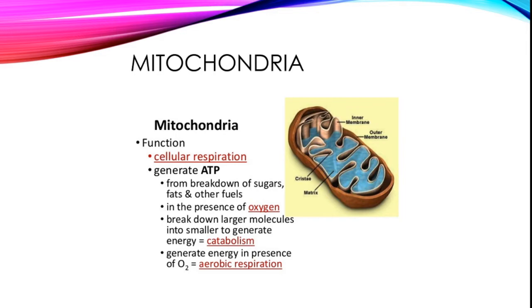Cellular respiration means the respiration which occurs within the cell, and it occurs only through mitochondria. It generates ATP. How is ATP produced? From the breakdown of sugar, fat and other fuels, in the presence of oxygen. Breakdown of larger molecules into smaller ones to generate energy is called catabolism. Since energy is generated in the presence of oxygen, this type of cellular respiration is called aerobic respiration.